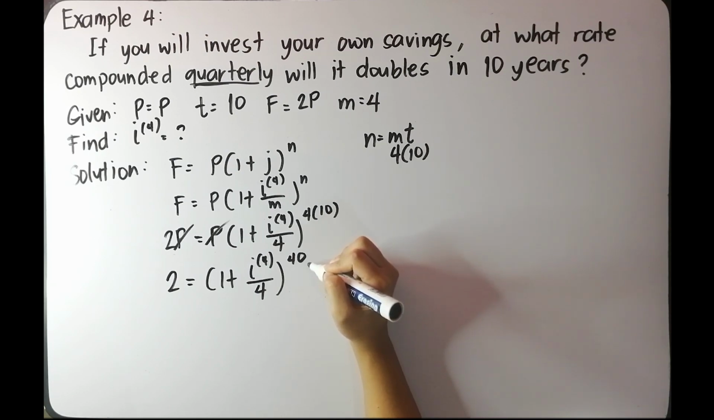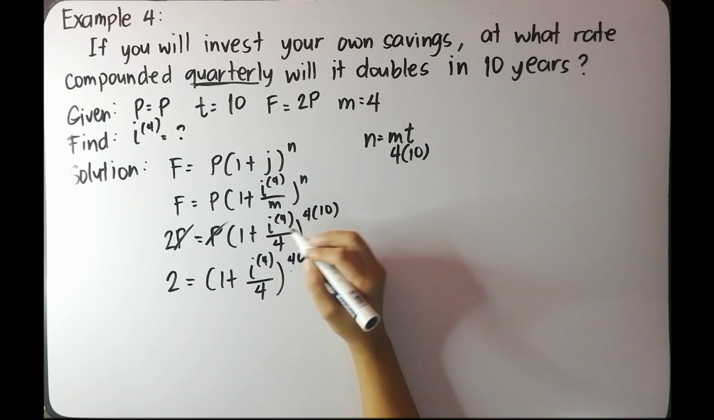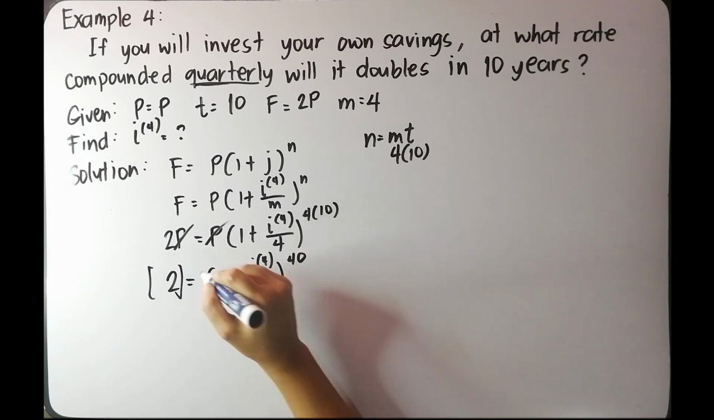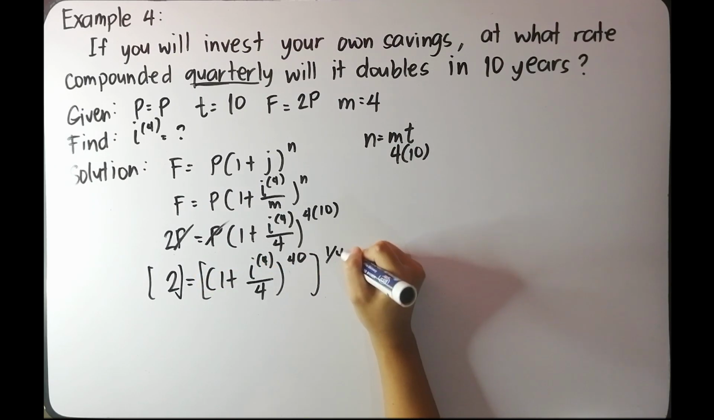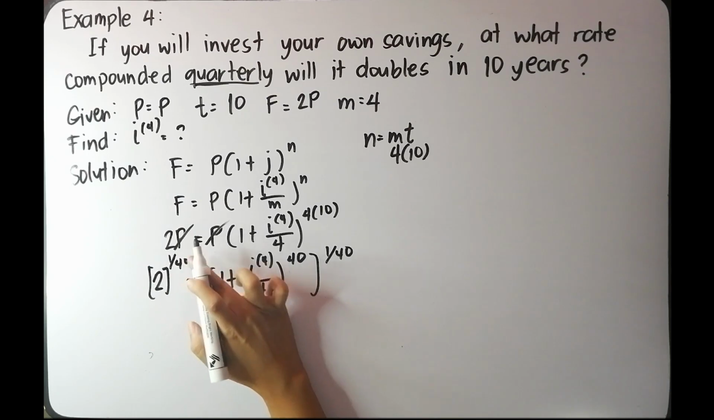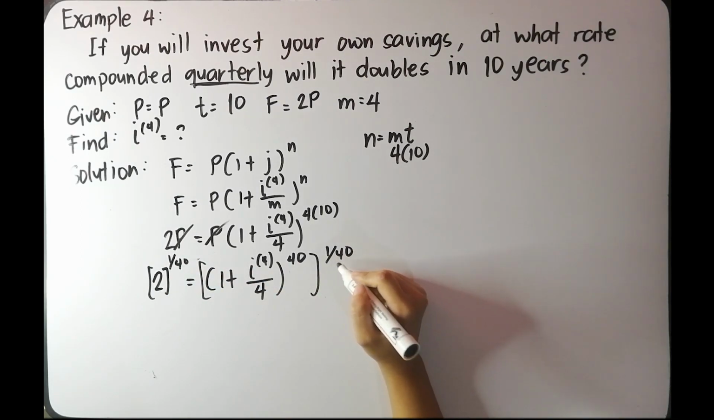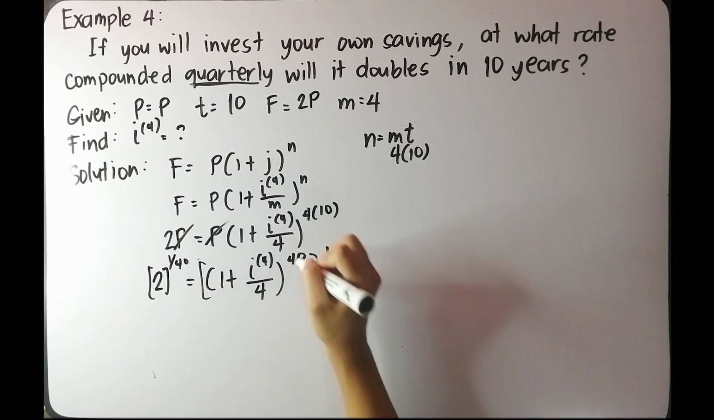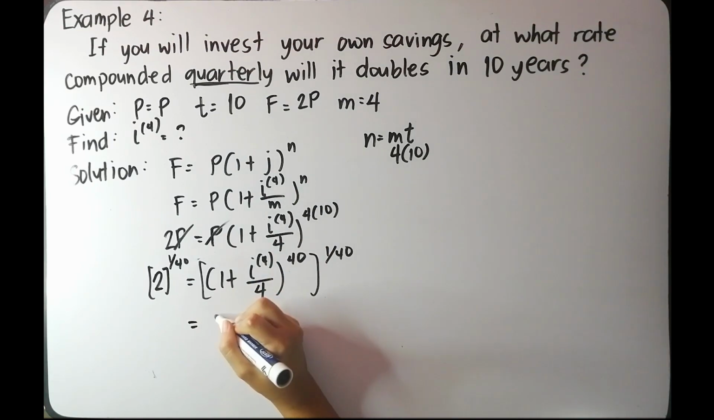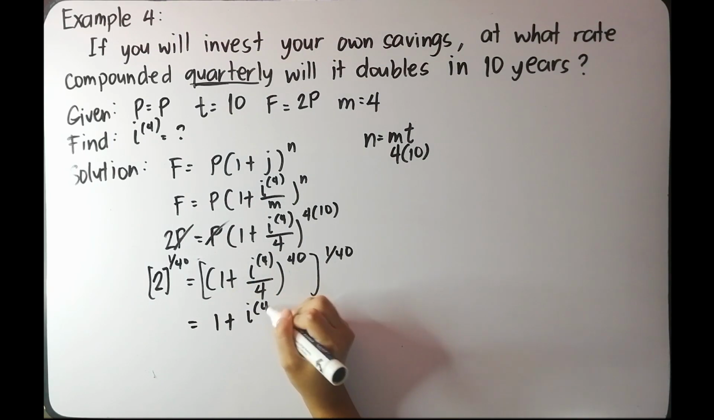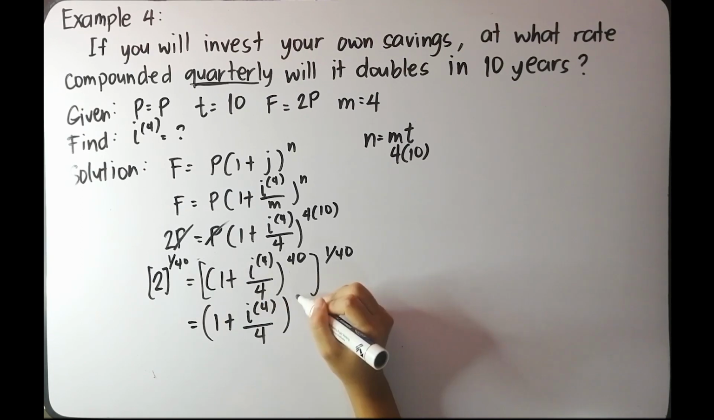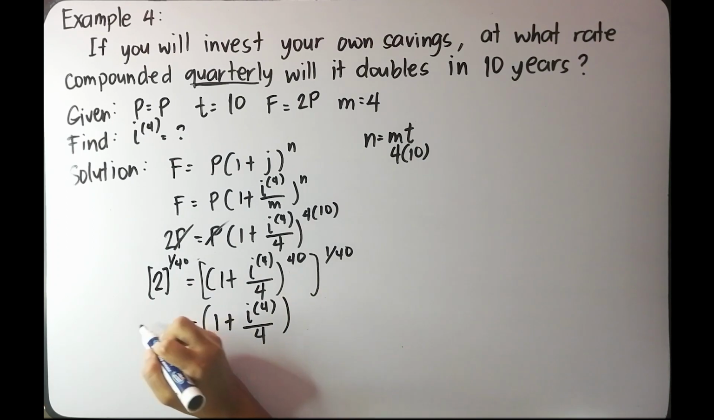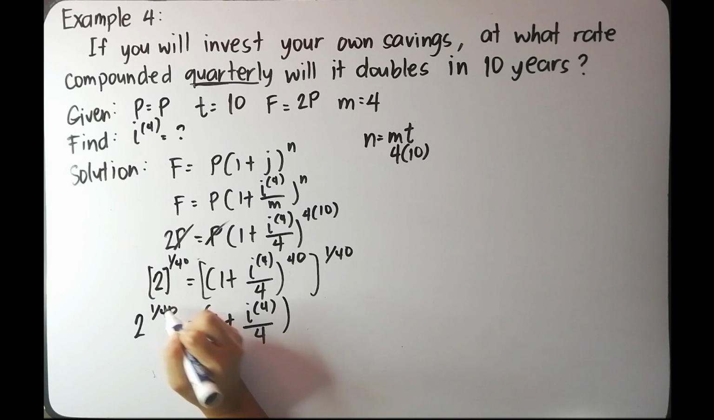So to get the value of i^(4), we need to raise both sides to the power of 1 over 40 and remove this 40. So we have 1 divided by 40. Our exponent is 1 over 40, because 40 times 1 over 40 is equal to 1. So we have 1 plus i^(4) divided by 4. Since it's 1, we can just not write it. So we have 2 raised to 1 over 40.